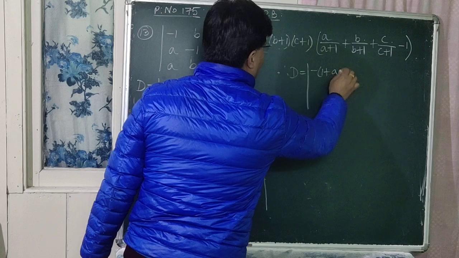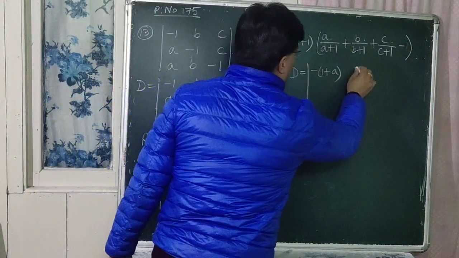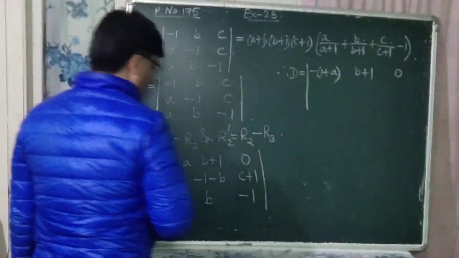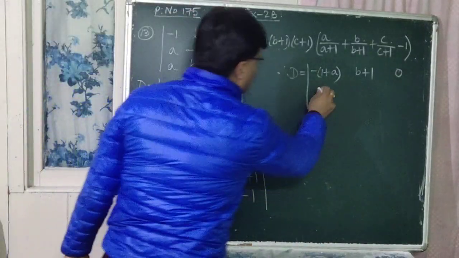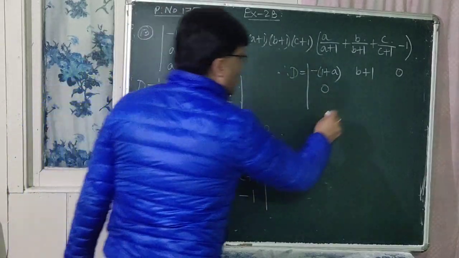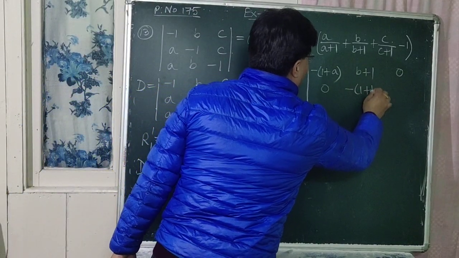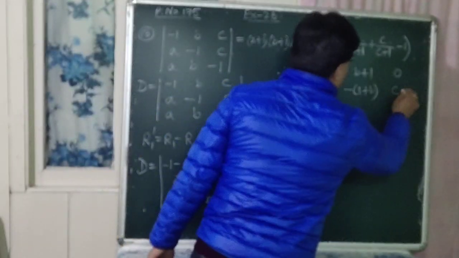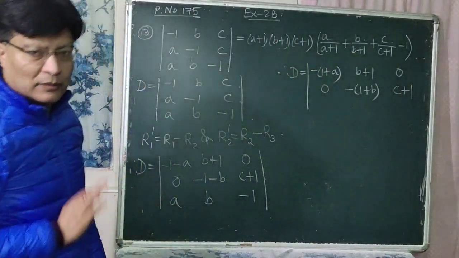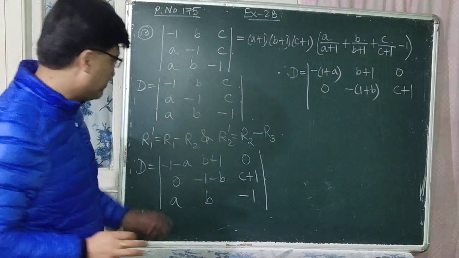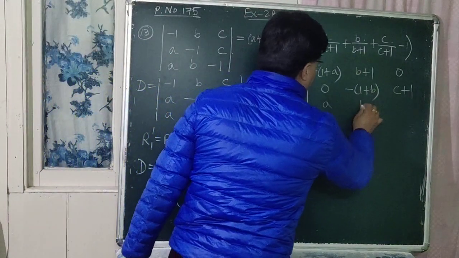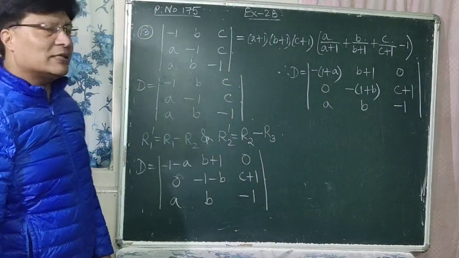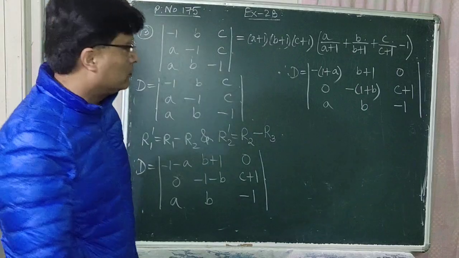Within the bracket we have 1 plus A, then B plus 1, then comes 0, 0, right? Next, 0. Here minus is taken common. Within the bracket 1 plus B, right? Next, there is C plus 1, and the third row remains the same. That is AB minus 1. So, is it clear to all of you?